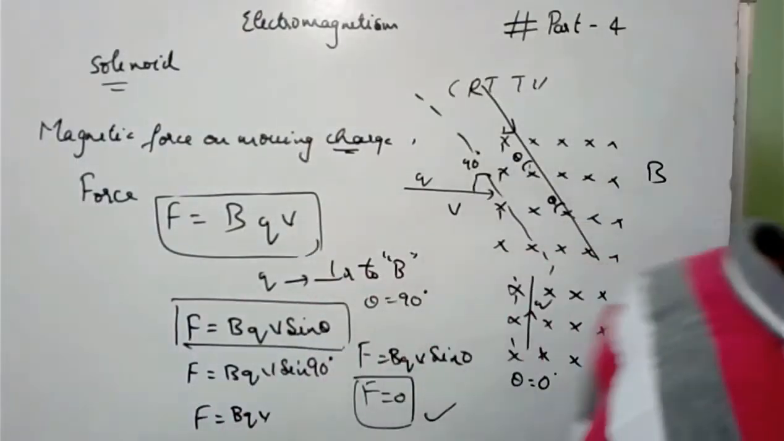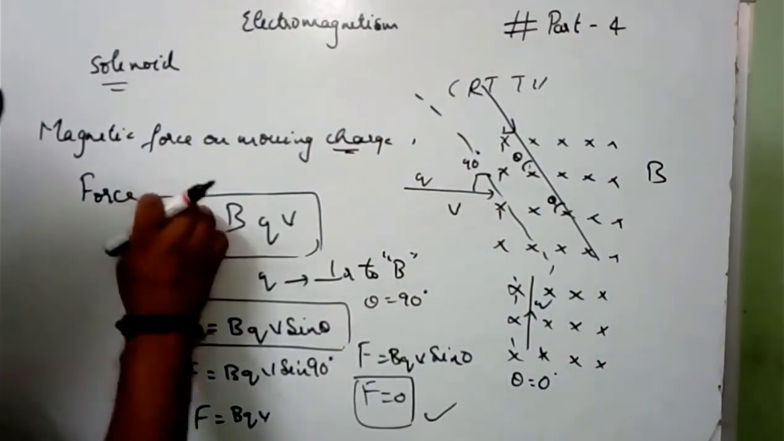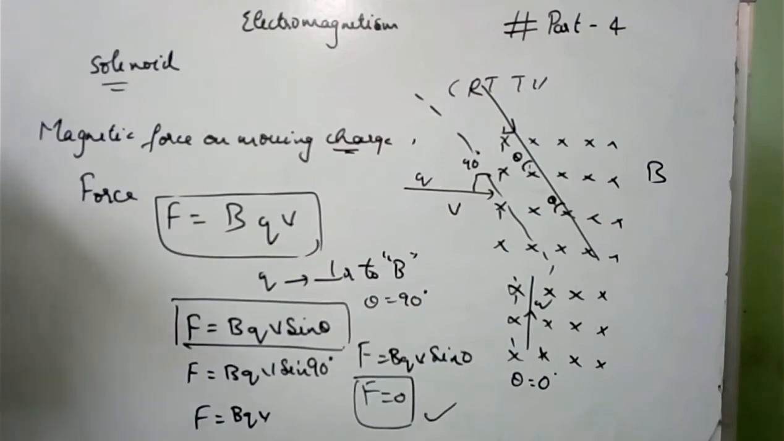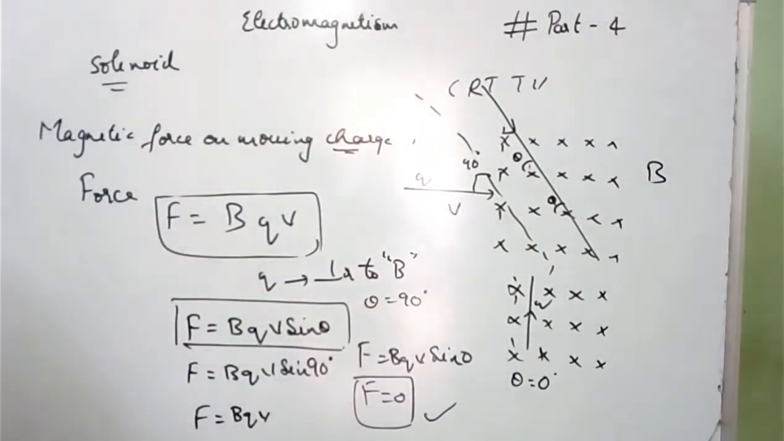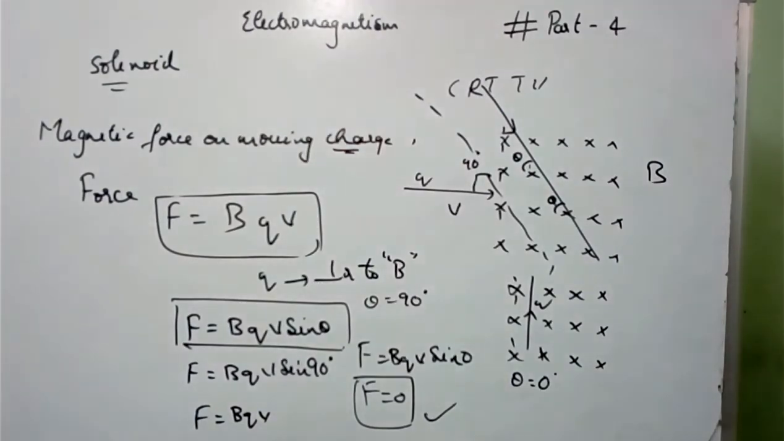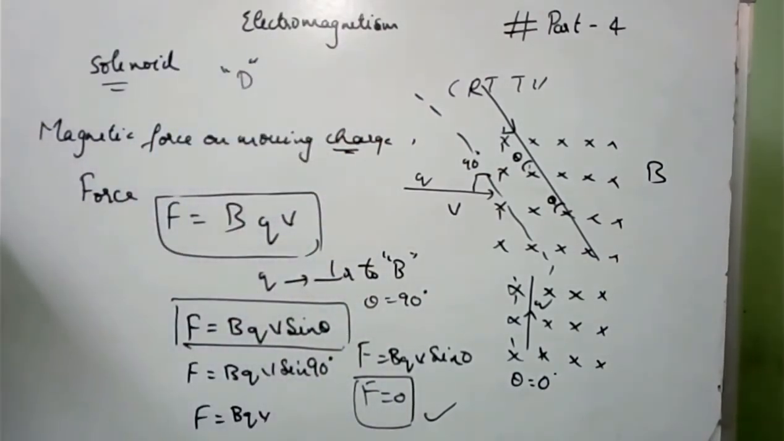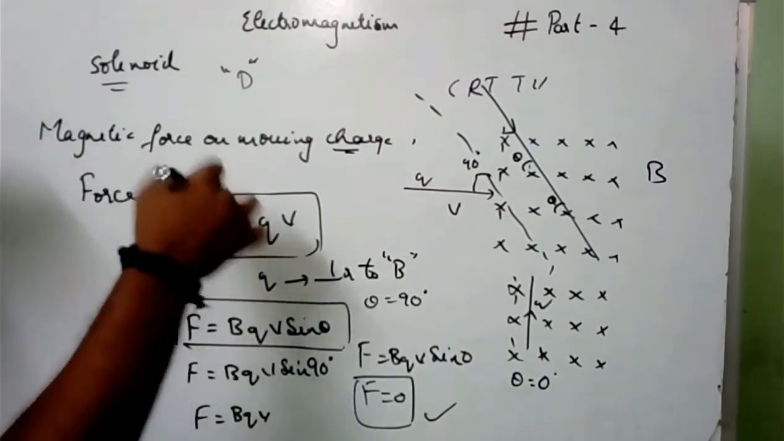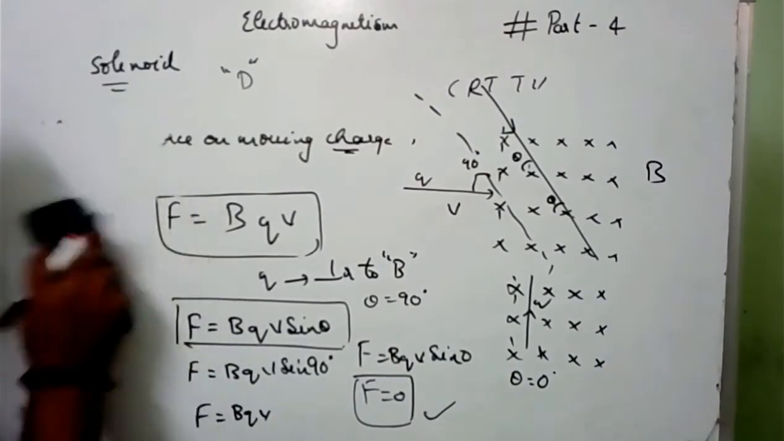Understood? Now what will be the direction of the force? We have seen that a force acts on the charge, but in which direction does the force act? So you must know the direction of the force on the charge. Okay, let's see the direction of force on the charge. We came to know that there is a force on the charge. Let us find out its direction. How will we find it?